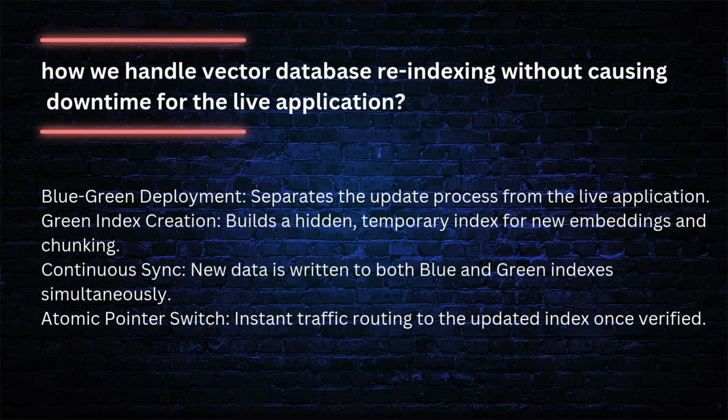For the green index, we spin up a temporary index in the background where we run the new chunking strategy and generate the updated embeddings. For continuous synchronization, while the green index builds, the live application continues to write new incoming data to both the old blue index and the background index simultaneously. Also, you can do an atomic pointer switch, as once the new index is fully built and verified, we instantly route the application's read traffic to the green index at the API gateway level.